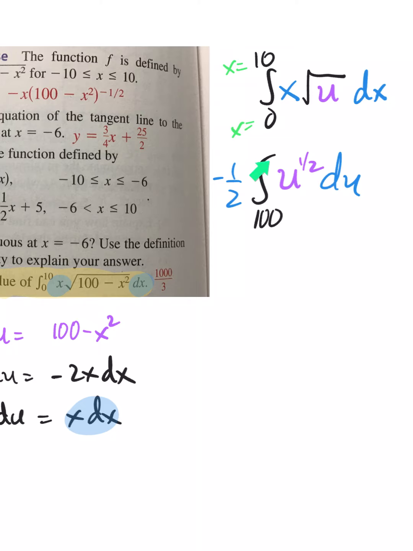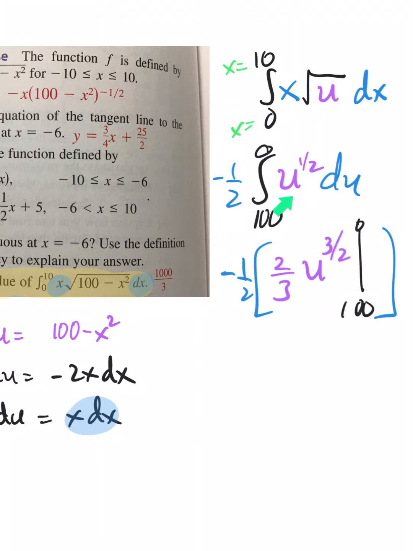And what is the upper limit when x is 10? When x is 10, u is 100 minus 10 squared, which is 100 minus 100, which is 0. So the answer to part D will just be the answer to this definite integral.